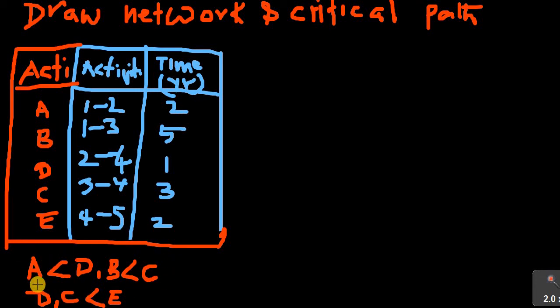Under this logical connection, we have to draw the picture according to this, where the events should be numbered 1, 2, 3, 4, 5, like that. So we have to draw that. The critical path also we have to find out. Let me do it now. I am drawing the events like this.